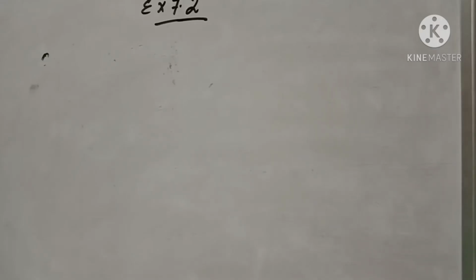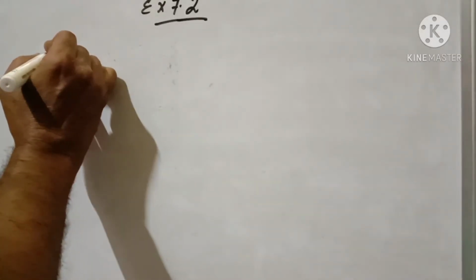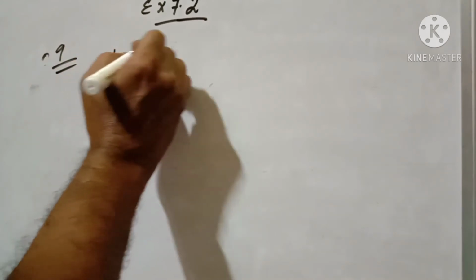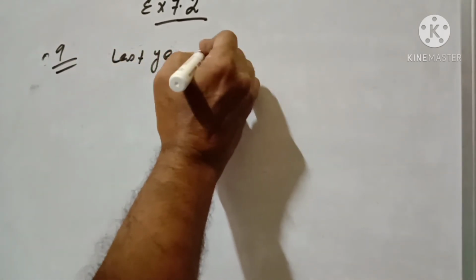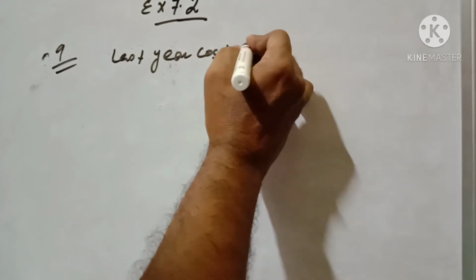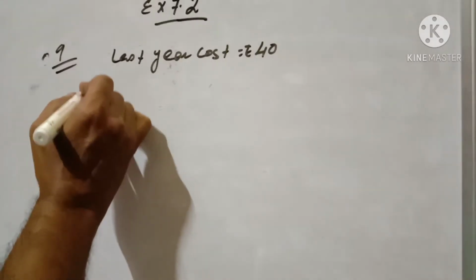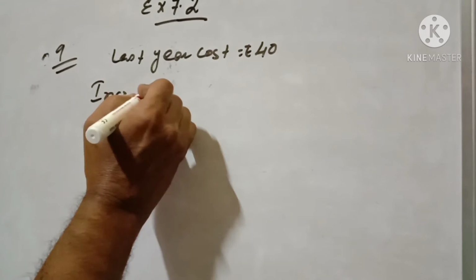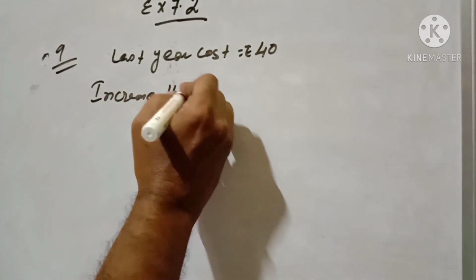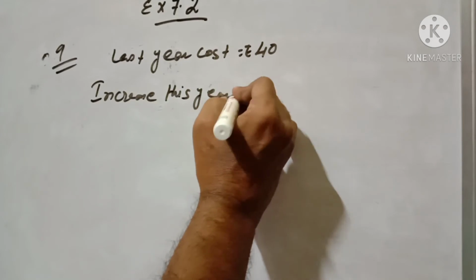See question number 9. It is given the rate of basmati rice last year was 40 rupees. This year they are costly by 20%. What is the price this year? So first of all we have to write last year cost. Question number 9. Last year cost equal to 40 rupees. Increase, how much is the increase this year? Increase this year equal to 20%.